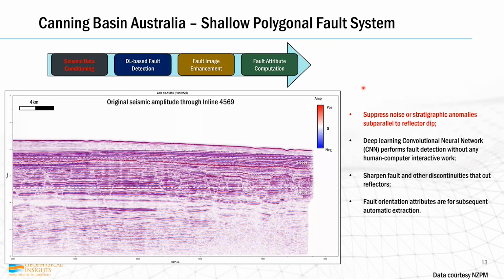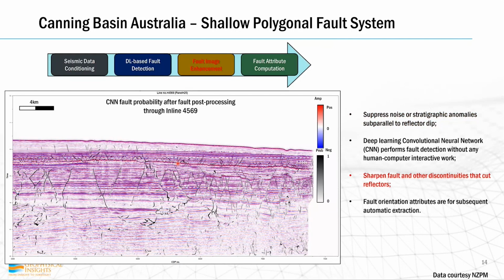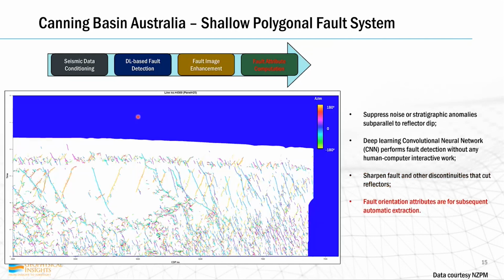So our second data example is Canning Basin, Australia, which has a shallow polygonal fault system around here, and a major fault system right here. We apply the Paradise deep learning fault detection workflow to process this one. This image is showing a vertical slice through the original seismic data. This image is showing the same result after post-processing, through the same seismic inline.